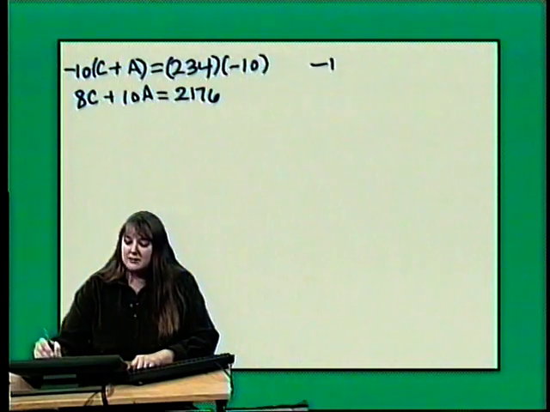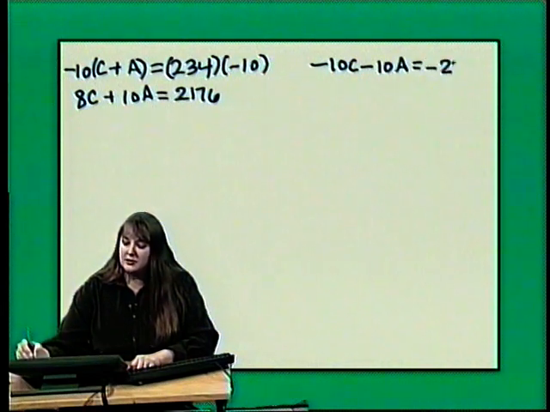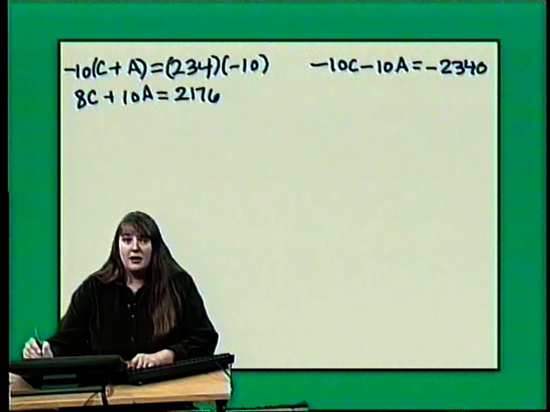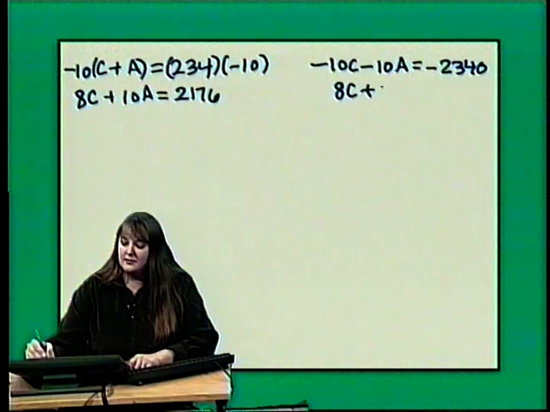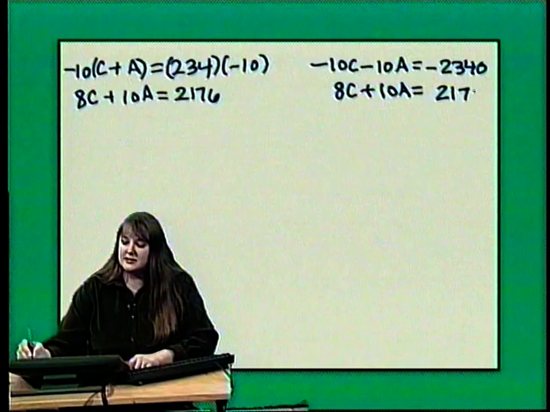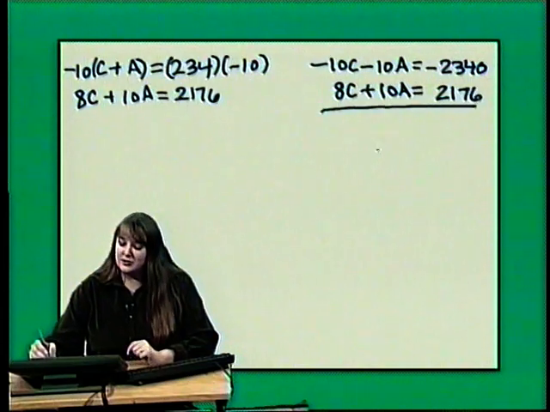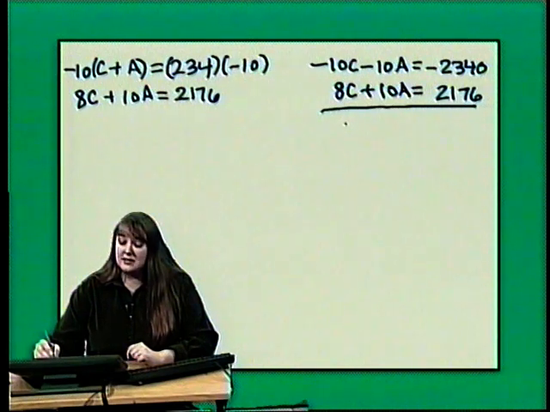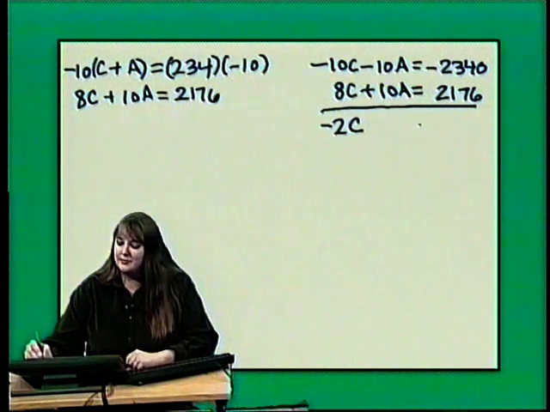So that gives me -10C minus 10A equals -2,340. And taking my second equation as is, 8C plus 10A equals 2,176. Now when I add the sides of these equations, on the left, -10C plus 8C is -2C. -10A plus 10A is 0. That's good. We wanted to eliminate the variable A.